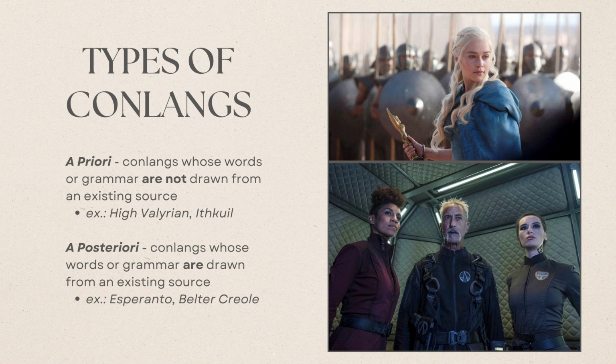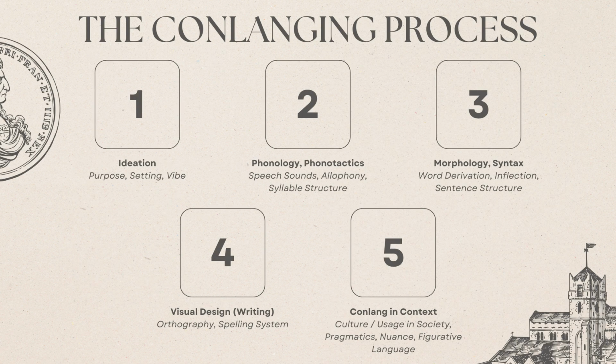And just note that deriving a conlang from an existing source is not the same as taking inspiration from an existing source. So you could have an a priori conlang that is inspired by the look of, let's say, Spanish or German, without taking any of its grammar or any of its vocabulary. It'll still be a priori even though it takes inspiration from an existing source, but it doesn't derive from that source.